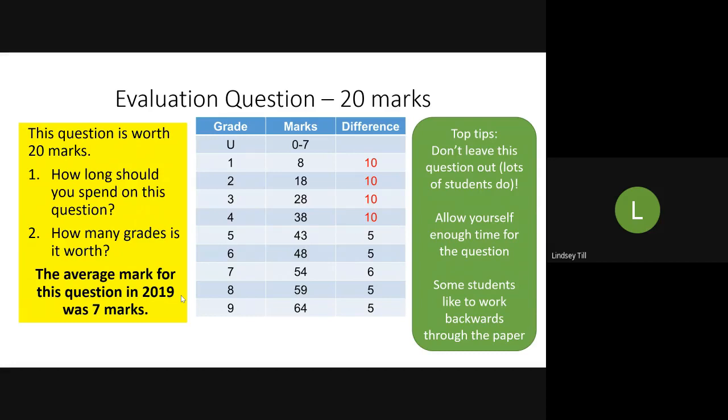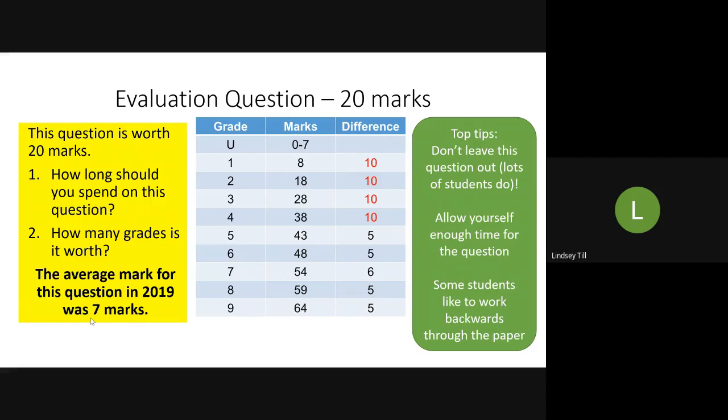Try and get used to keeping an eye on the clock. The average mark for this question in 2019 was approximately 7 marks, and I've said that from my own experience of marking papers for the country. A lot of students are missing vital ingredients out of their answers, and I will explain that to you. So lots of students only got 7 marks out of 20.